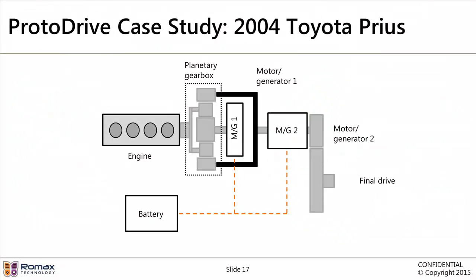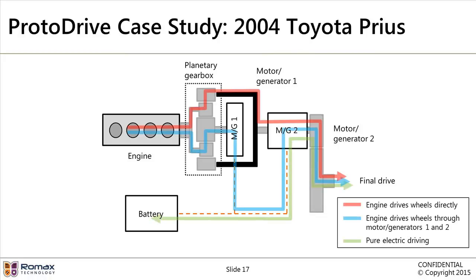Our first case study in the ProtoDrive project is based on a 2004 Toyota Prius. We chose this vehicle because it's quite an interesting drivetrain with different power flow paths. So here you see the red path is where power is generated by the engine and goes straight through the drivetrain to the wheels. That's the power path that you would have in any conventional vehicle.